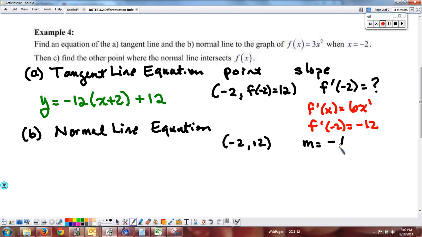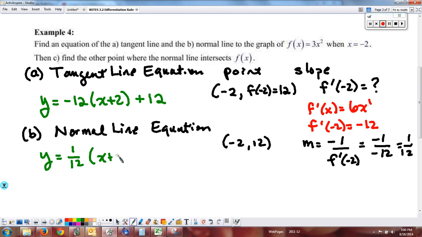perpendicular slope, the opposite reciprocal of the derivative at negative 2. So this is going to be negative 1 over negative 12, or 1/12. And again, once we have our point and our slope, we can write our equation: 1/12 times (x plus 2), plus 12. So very nice and easy, very quickly, as long as we know our relationships that we're going to be looking for.